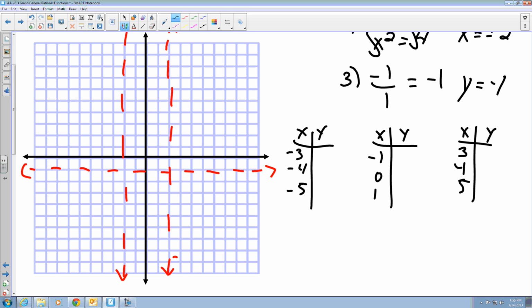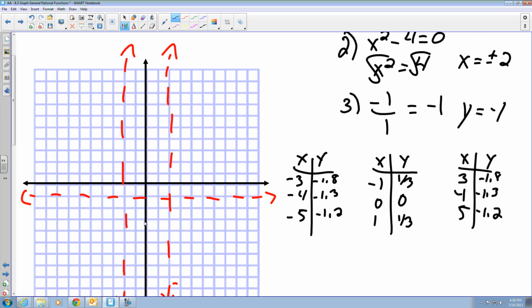So the values that I get for y with those x values would be like negative 0.8, 1.8, negative 1.3, negative 1.2, and for negative 1, I get 1/3. 0 is going to be 0, 1 is going to be 1/3. 3 is going to be 0.8, 1.3, negative 1.2. So I get to plot these points.